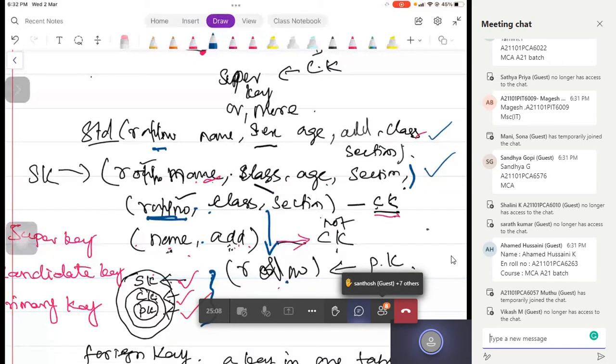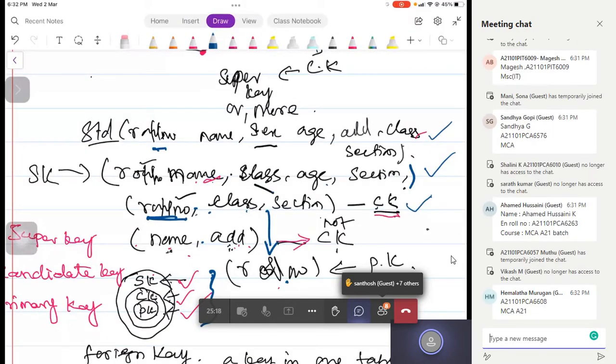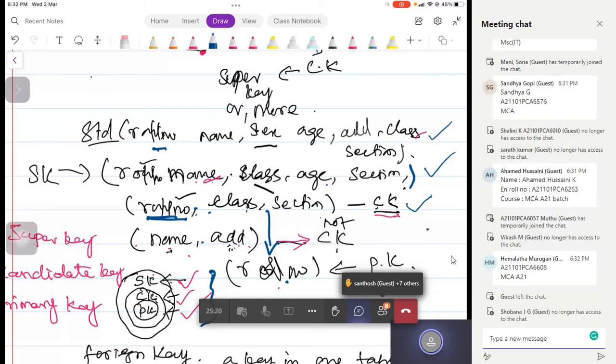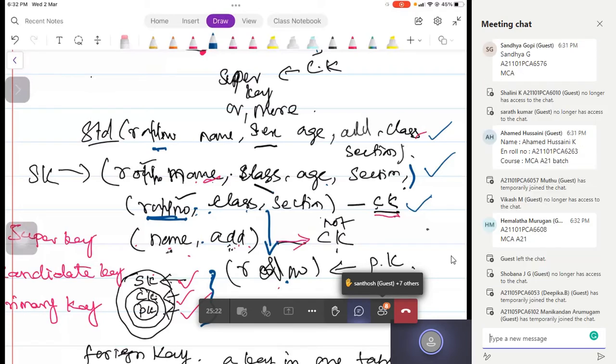Within that section, there is maybe a class. In that class, a particular roll number. So that is called a candidate key. A set of keys from the super key to identify a particular data from the database. Okay.